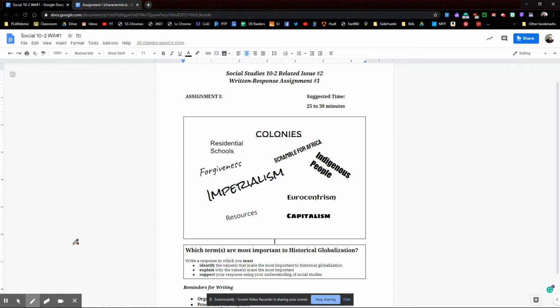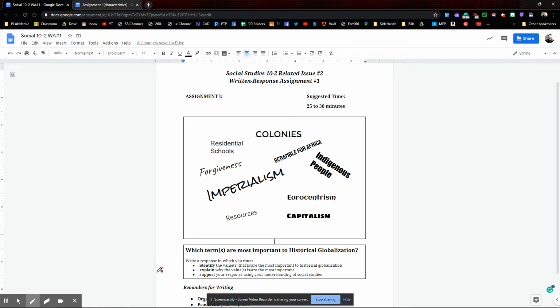So this is the Social 10-2. Remember, if you're in Dash 2, this is your writing assignment. The first writing assignment that the Dash 2s get to write is actually more terminology and vocabulary type work, which makes it pretty straightforward because a lot of those definitions are in the notes and also in your textbook.